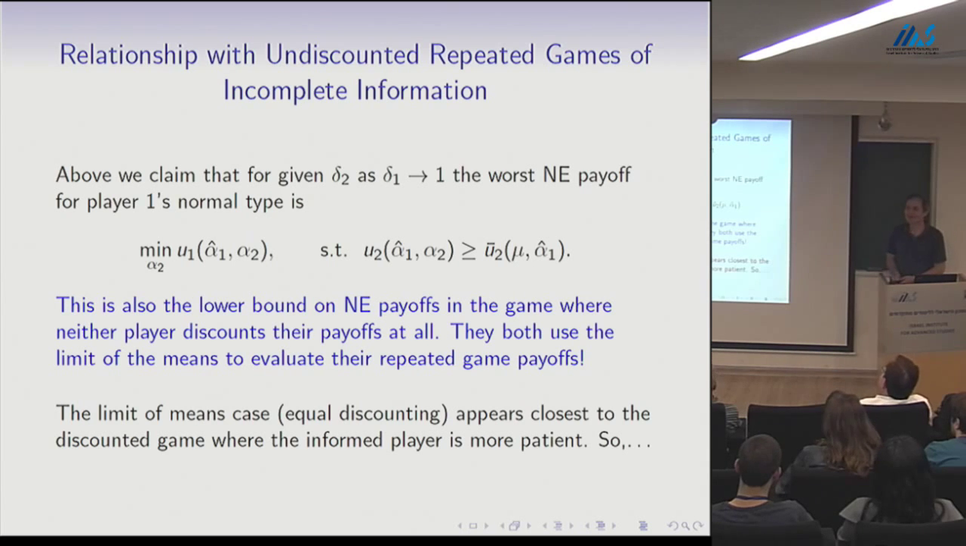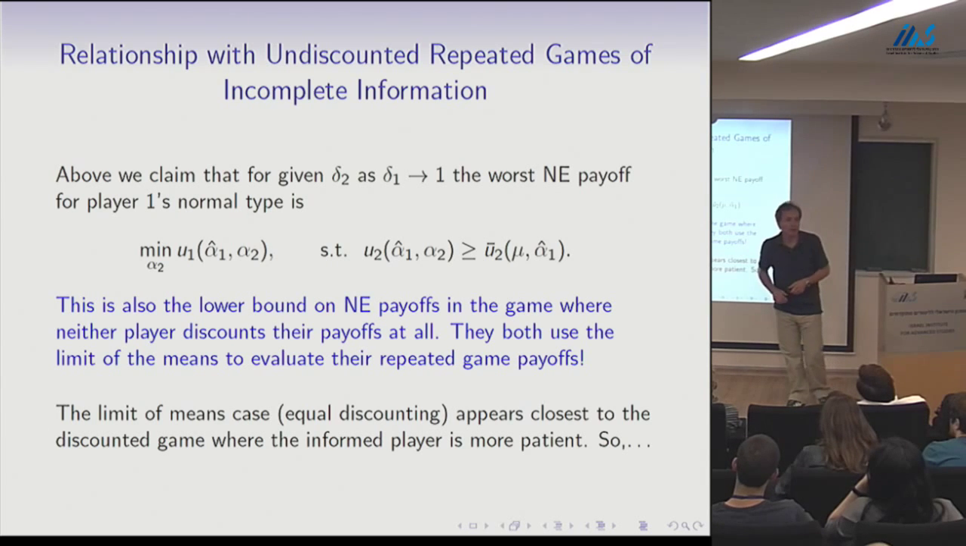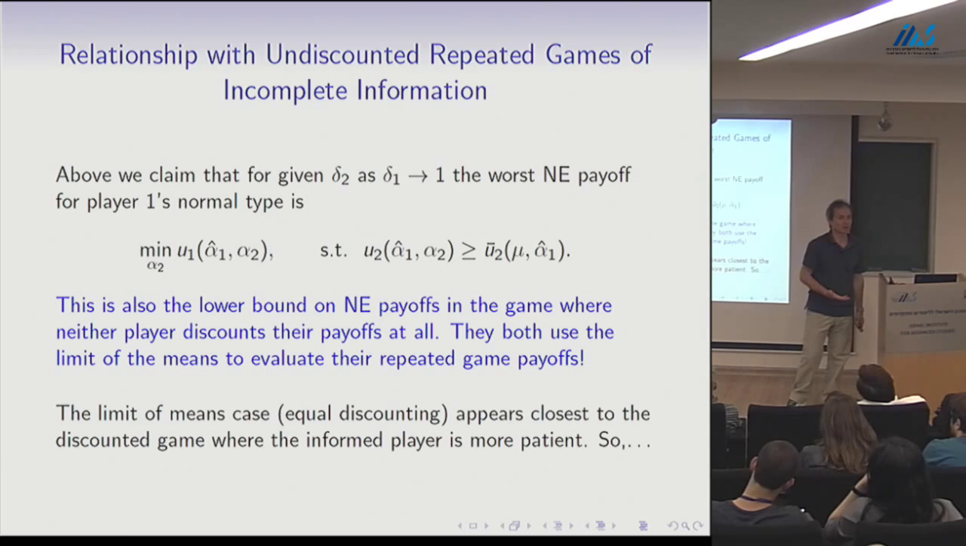Any questions? Terrific. So we've seen now why introducing types and making players more patient might weaken reputation bounds. Okay? This is a lower bound on equilibrium payoffs.